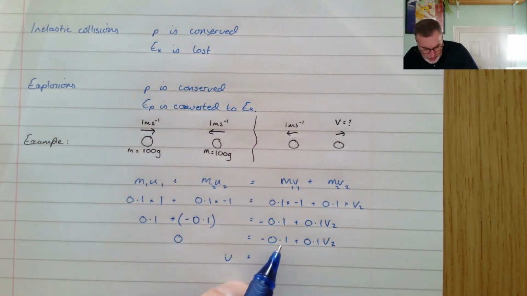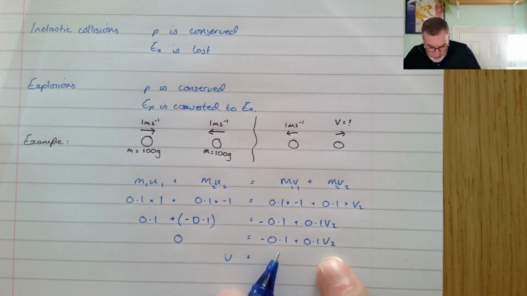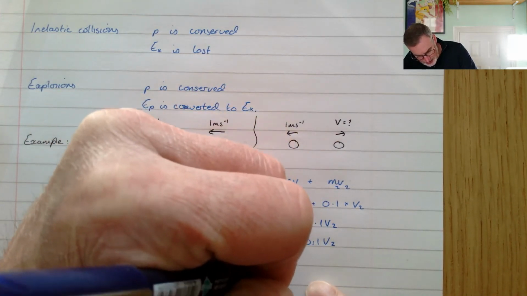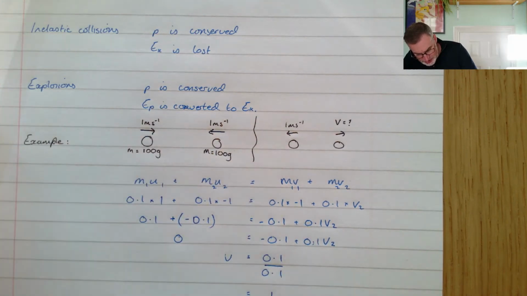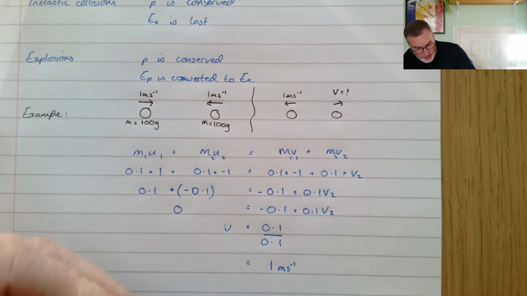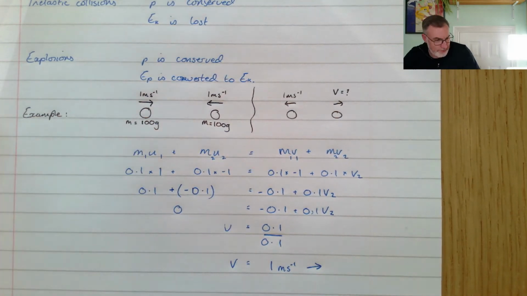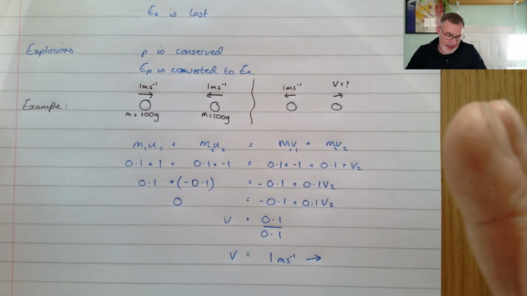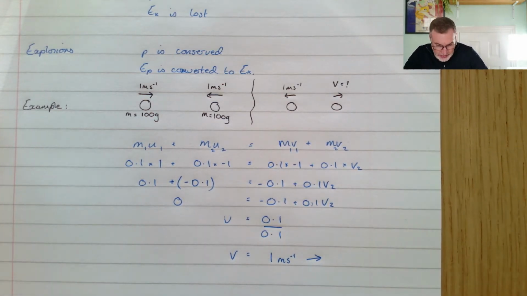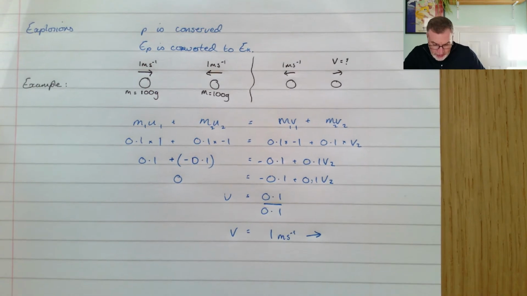V2 is going to end up, take this over to the side, it's going to become positive. So we'll have positive 0.1 divided by 0.1 of velocity thereafter will just be 1 meters per second, and that's going to be to the right. Okay. Now, to determine whether this is an elastic or an inelastic collision, we need to work out the kinetic energies of all objects involved in the collision.